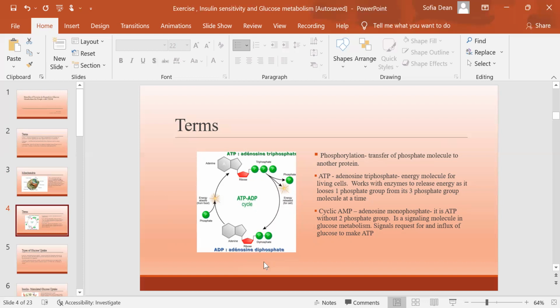And finally, the cyclic AMP is the signal molecule for glucose influx and the production of ATP. On the reverse, as a phosphate group is added, it requires energy to add the phosphate to the adenosine molecule itself.